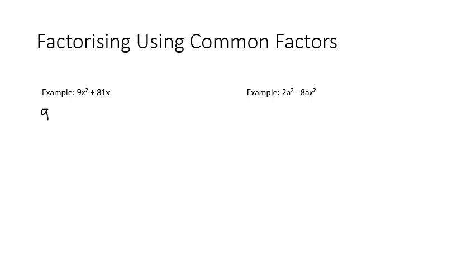So what we can do now is take our 9x, put it in front of a bracket, and then put each term divided by 9x. So we get 9x brackets x plus 9. In our second example, we have 2a squared minus 8ax squared. The highest common factor which we can pull out, which both terms are obviously divisible by, is 2a. So we take our 2a and put it in front of the brackets, and we get a minus 4x squared.